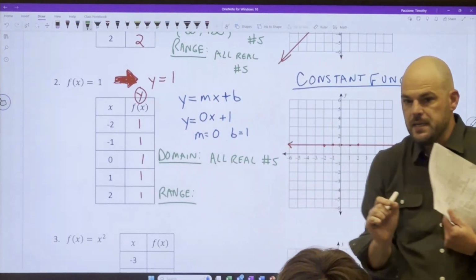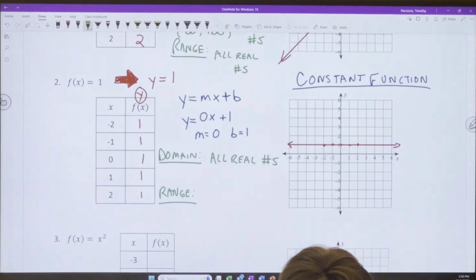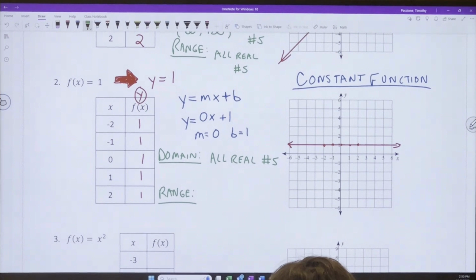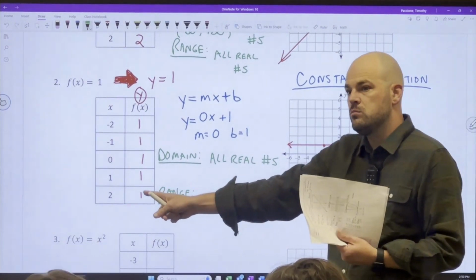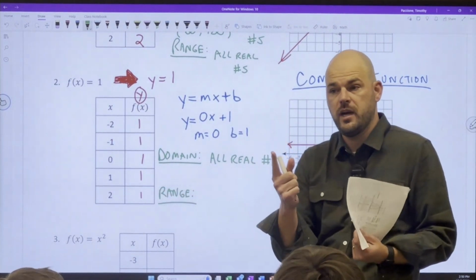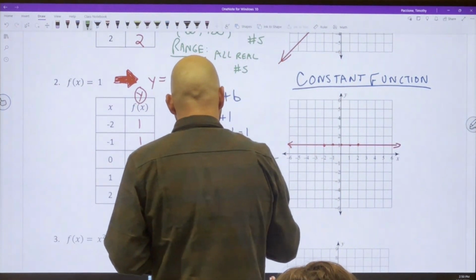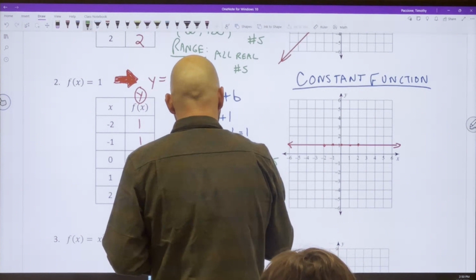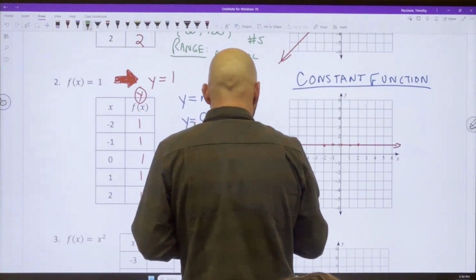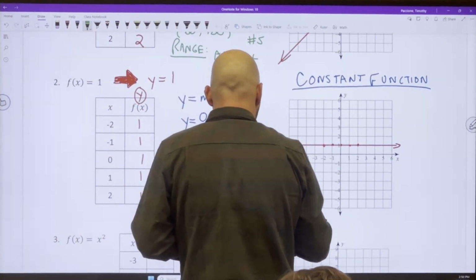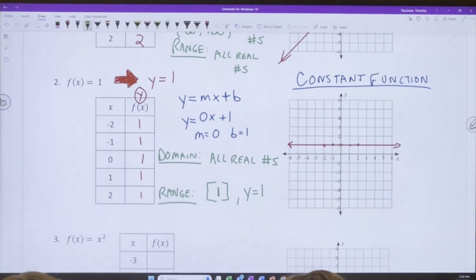Now for my range, it's my possible y values. What are my possible y values here? 1. There's only one and it's 1, right? So there's a couple ways you could write that. These hard brackets say, hey, include only this. Or you could just say y equals 1. That's my range. Y is 1, no matter what. That tells the story.